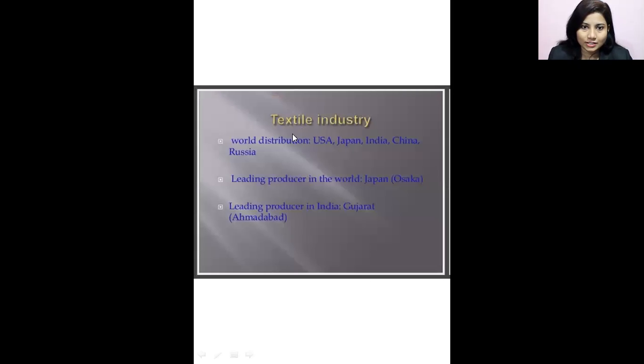Next is the textile industry. For the world distribution, if you see, USA, Japan, India, China, and Russia have the textile industry. The leading producer in the world is Japan, that is Osaka. The leading producer in India is in Gujarat, Ahmedabad. These are the places in India as well as in the world.